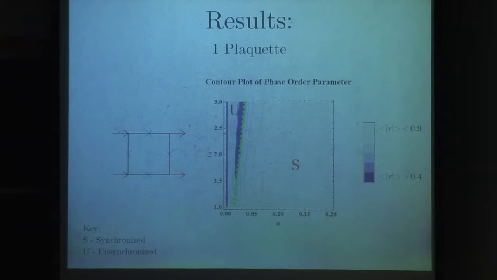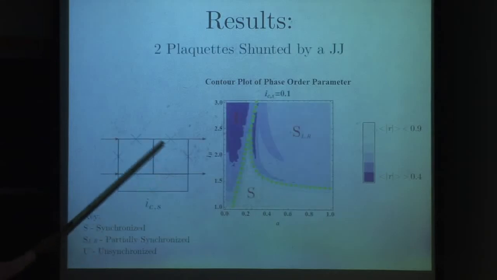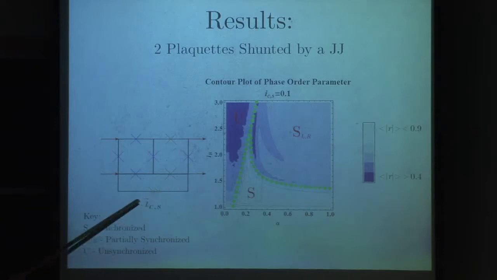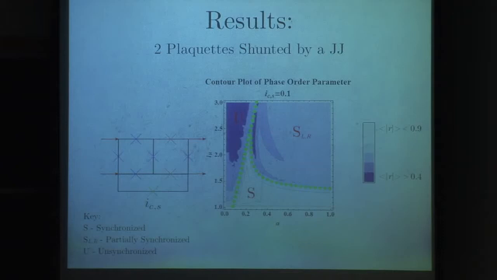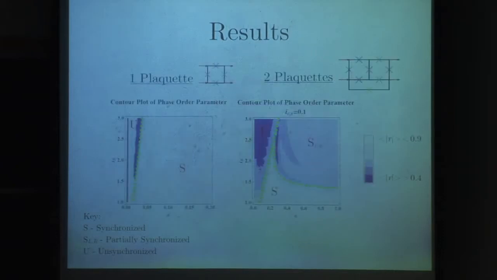Because we want to have as many junctions as possible, we can attach another plaquette to what we have, and we get 2 plaquettes as shown here. And then we also shunted the 2 plaquettes by a junction which has a critical current of ICS. The reason that we want to have this junction is because without this junction, we will never get the S region.